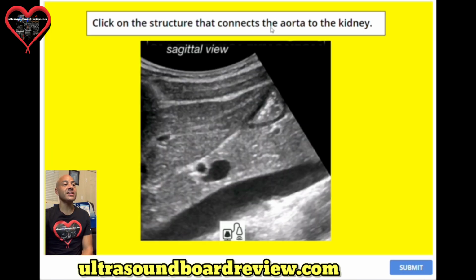Question 70. Click on the structure that connects the aorta to the kidney. The answer is right here. This is the right renal artery in the coronal view.